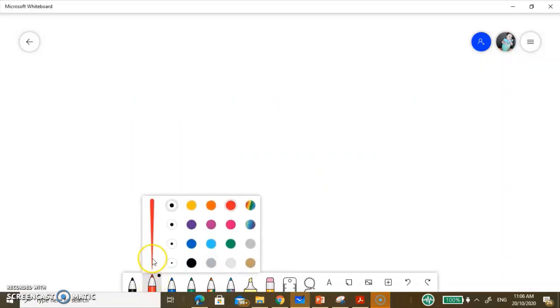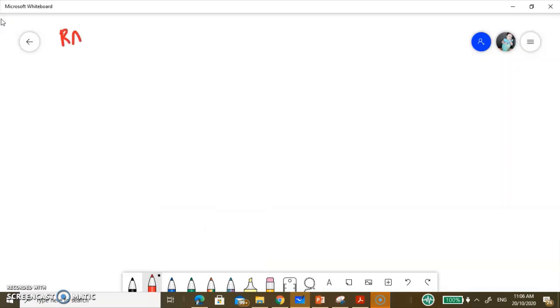Okay, good morning. This lesson will be about rational algebraic expressions. So how are we going to simplify, or before simplifying, how are we going to determine if what's given is considered a rational algebraic expression?